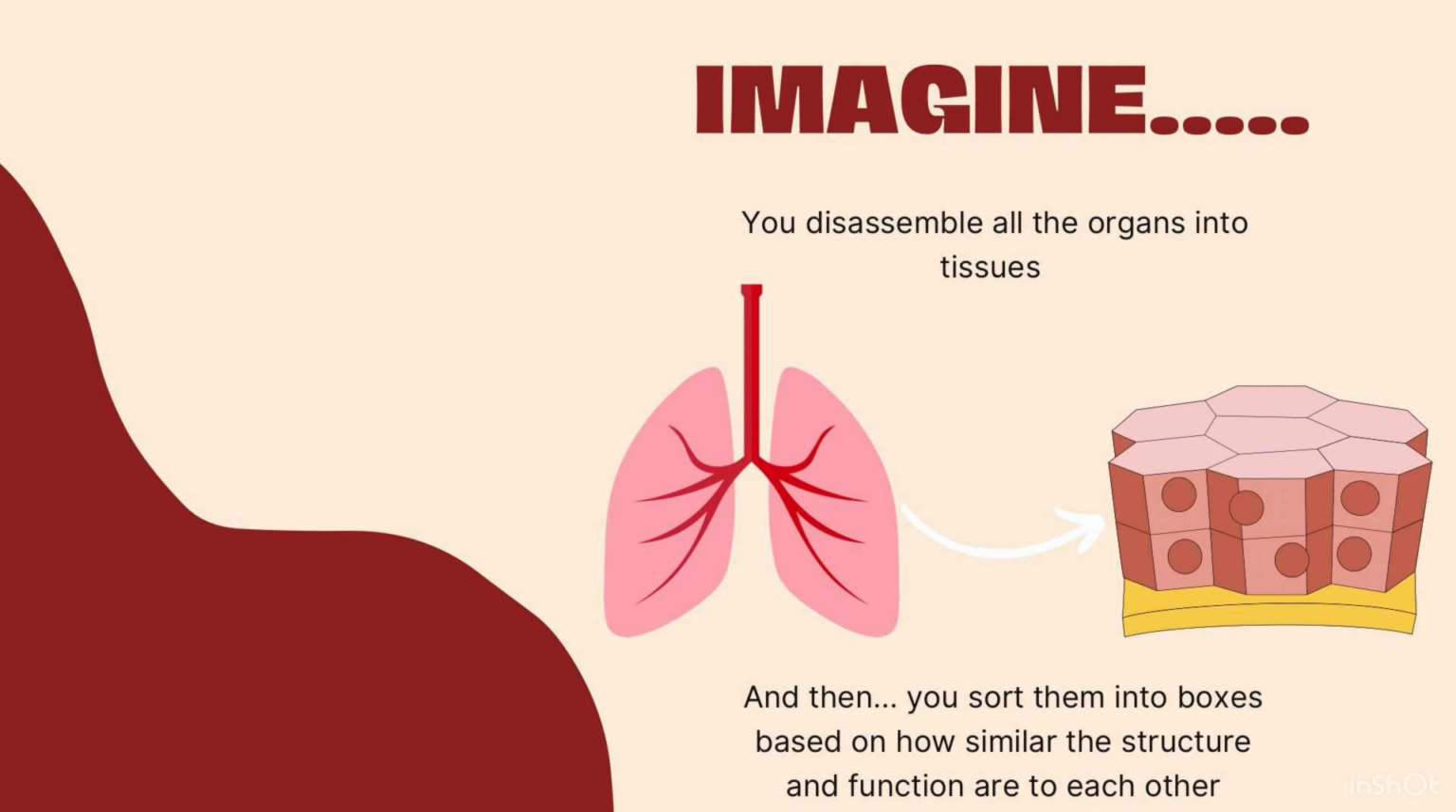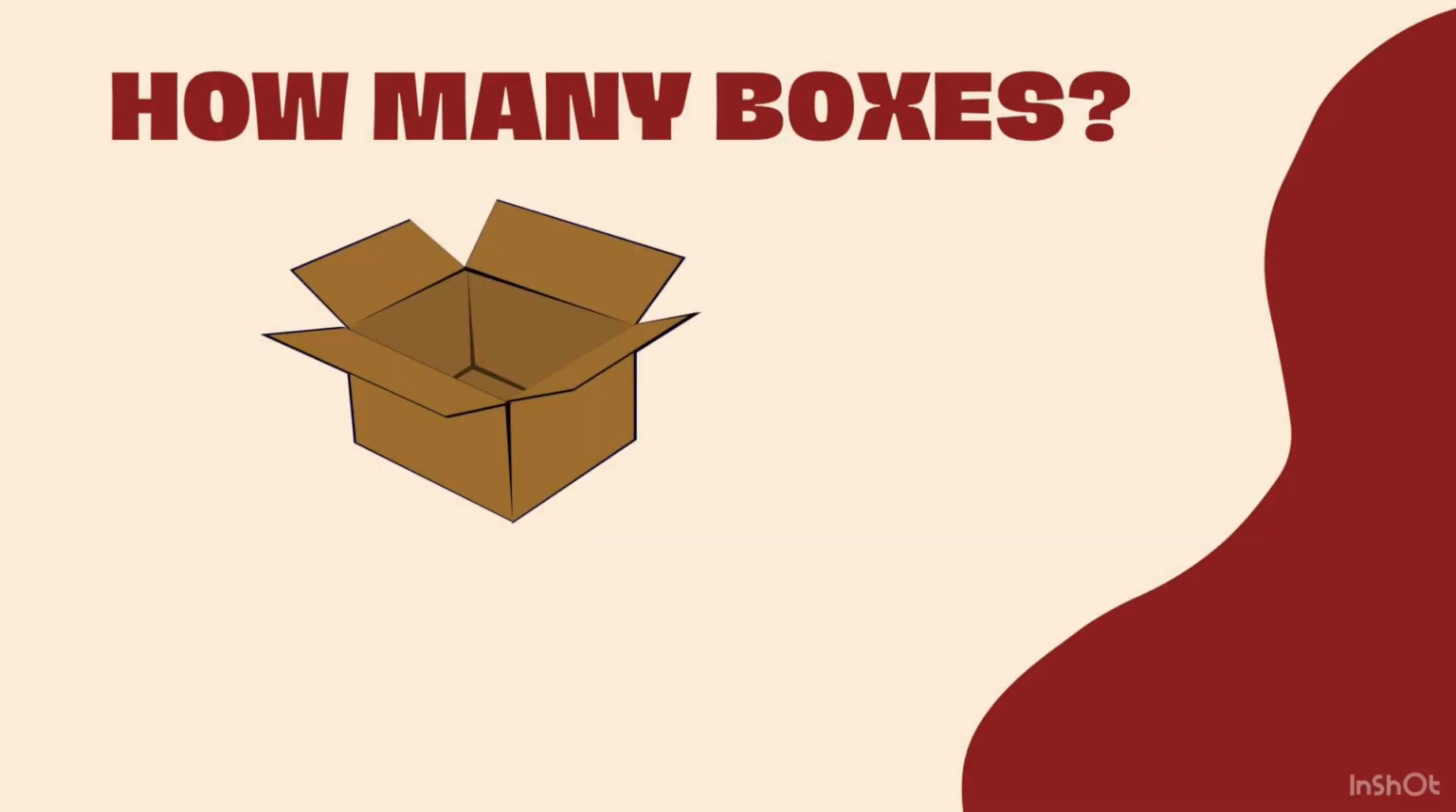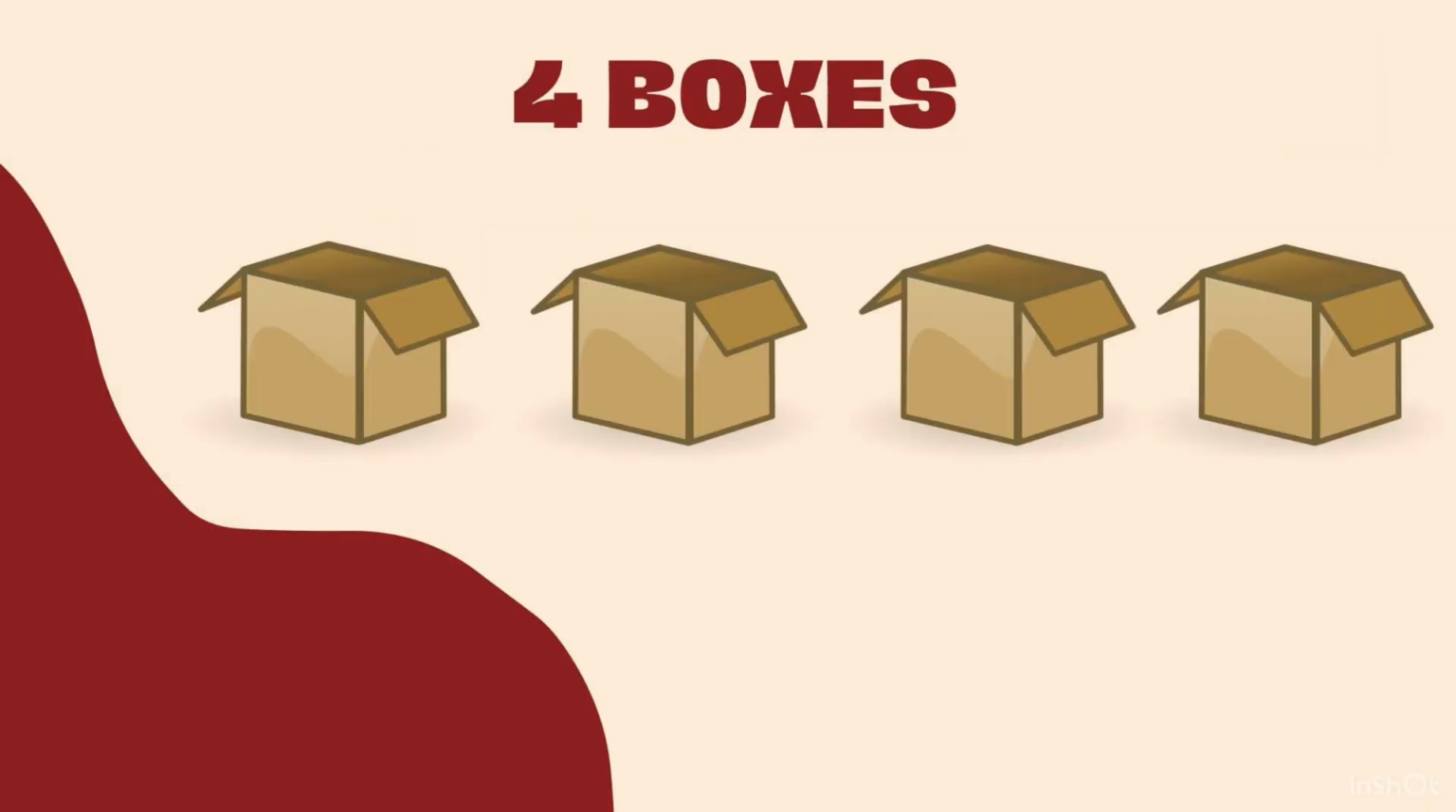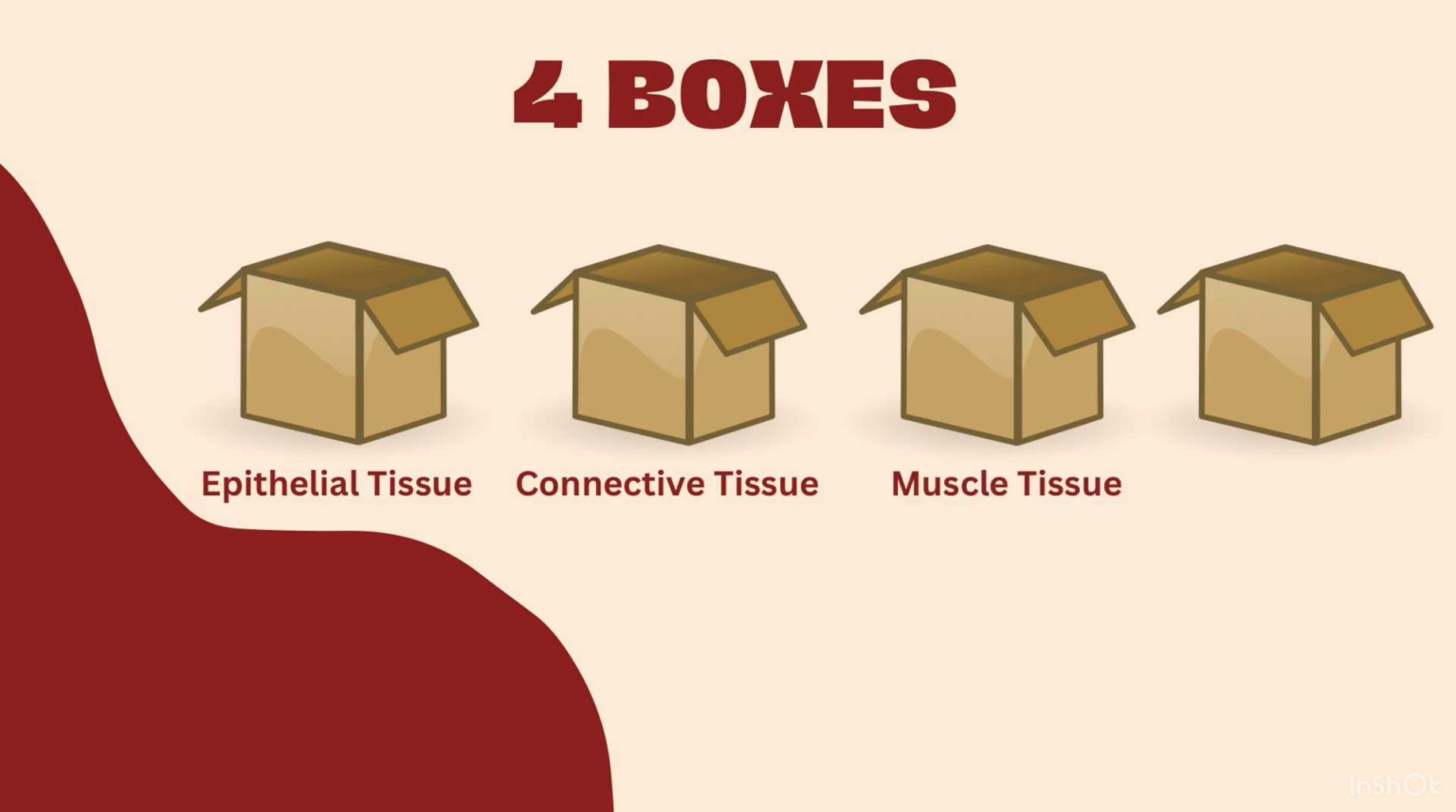Remember, there are a lot of organs in the human body, but how many boxes do you think they would be put into? If you said 4 boxes, then you are correct. There would only be 4 boxes that all the organs in the human body would separate into. And what are those 4 boxes? These 4 boxes represent the 4 main types of tissue found in the human body, which are the epithelial tissue, the connective tissue, the muscle tissue, and the nervous tissue.